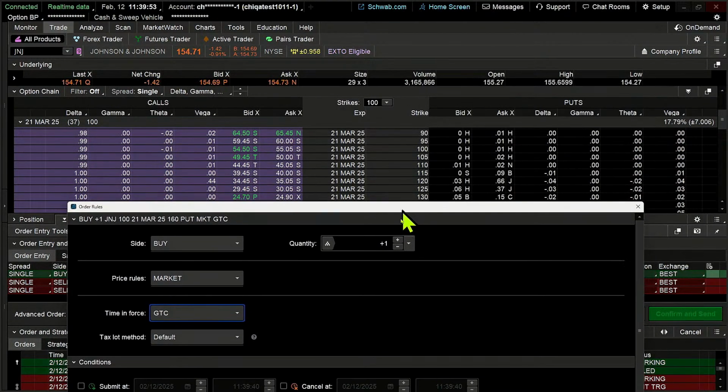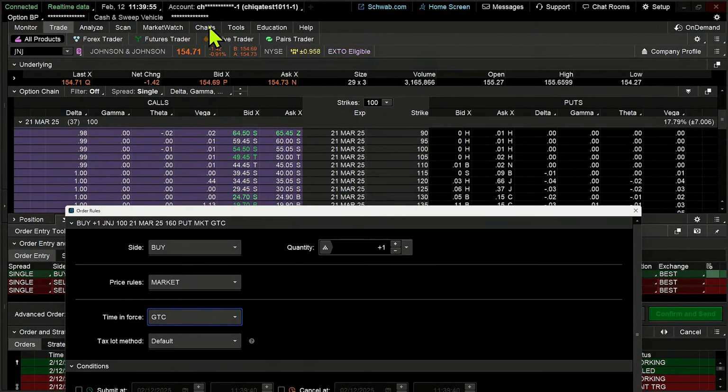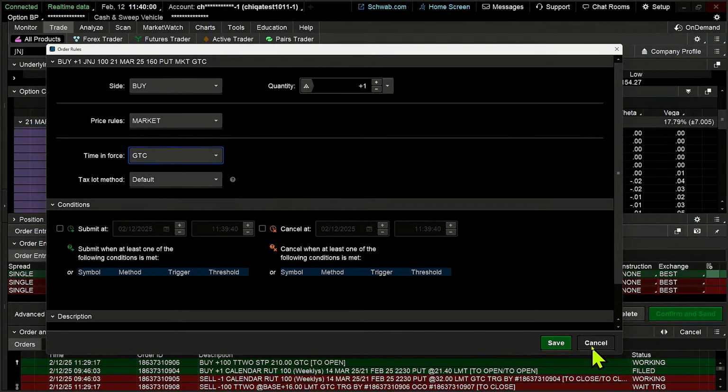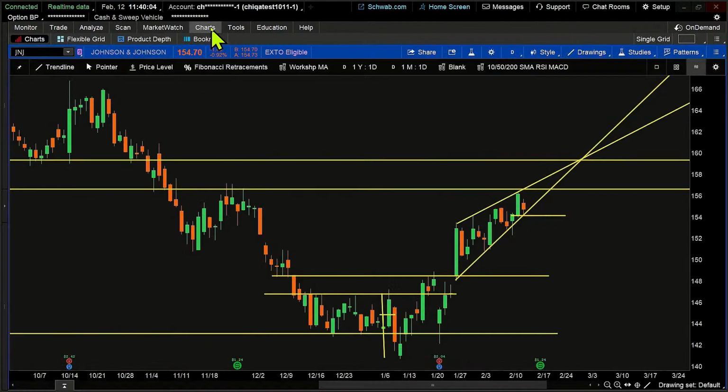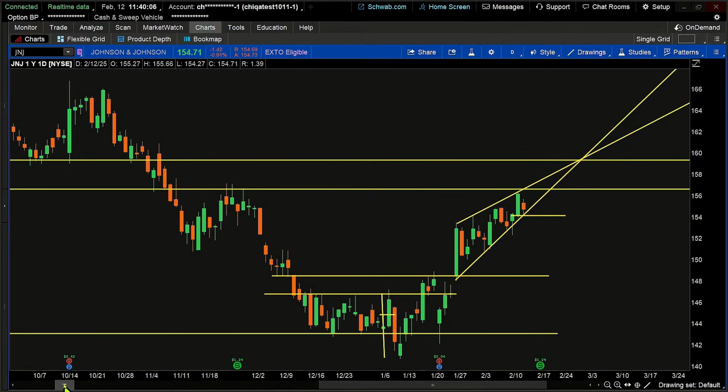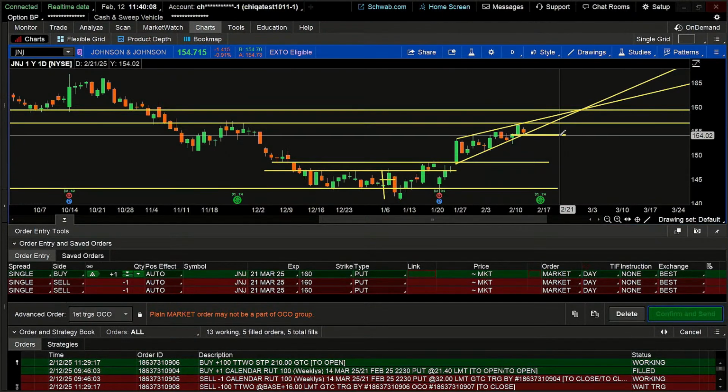And I want to see price. Let me move this back here to our chart. I'm going to have to do it again. I'm going to cancel. And let's move this back to our chart. And let's bring our order back up here so that we can measure our lines here. So below 154 is our entry price.